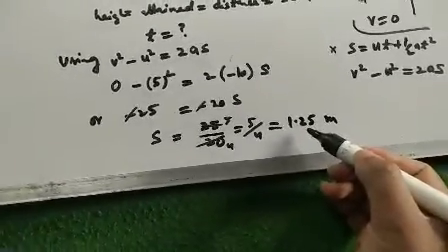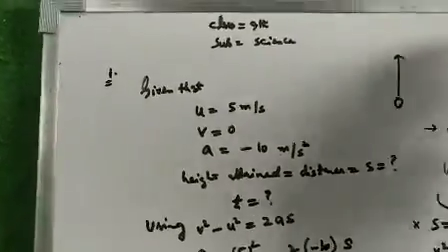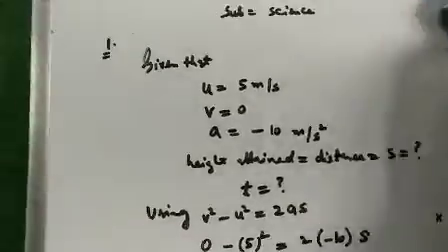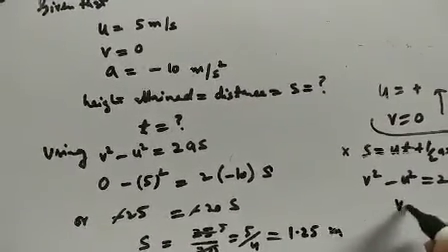वो हाइट अटेंड बाय स्टोन विल बी 1.25 मीटर. इसके बाद हमें निकालना है टाइम. हम निकालेंगे, उसके लिए हम यूज़ करेंगे इक्वेशन. ये भी इक्वेशन यूज़ कर सकते हैं.